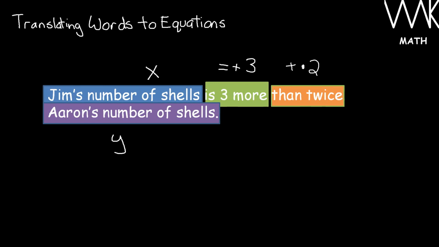So this translates to this particular statement. We have X is equal to plus 3 plus 2 times Y, because it's twice Aaron's number of shells. So when we massage this, we get X equals 2Y plus 3. And that's how we represent this statement as an equation.